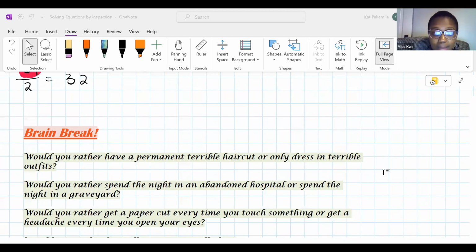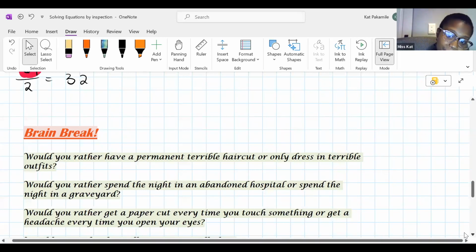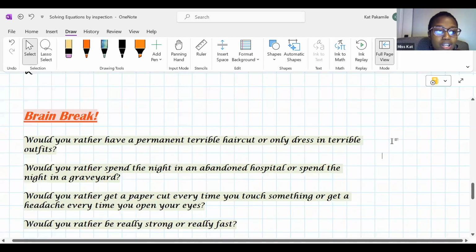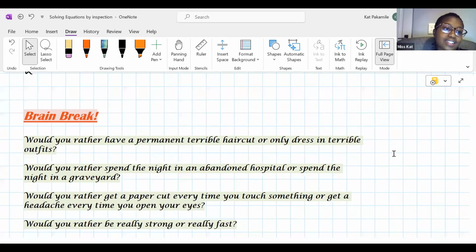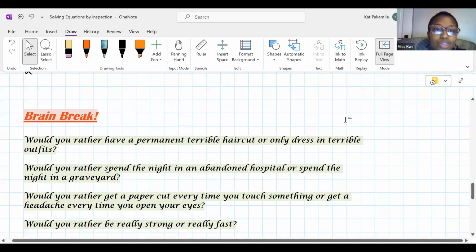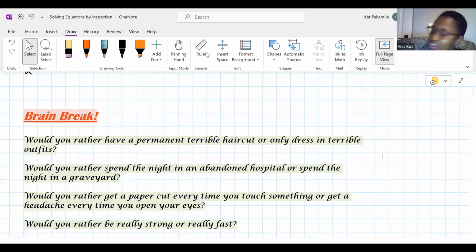Sisa, are you there? Yes, miss. Let's see your question. Would you rather be really strong or really fast? Really strong. I'd rather be fast, guys. Imagine doing your homework when you're fast. No, Sisa. You finish quick in a hurry.